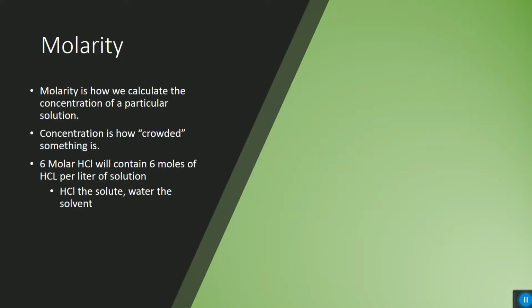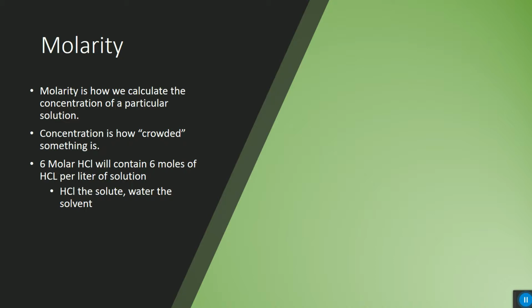We use solutions when talking about molarity, because molarity is how we calculate the concentration of a particular solution. The concentration is how crowded something is. So the more molecules we have in a particular substance, the more crowded that substance is, and the higher the concentration will be. For instance, 6 molar HCl, hydrochloric acid, will contain 6 moles of HCl for every liter of solution. 8 molar HCl, higher concentration, would contain 8 moles of HCl per liter of solution. The more moles, the higher the concentration, the bigger the molarity.